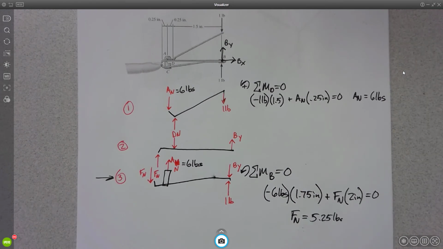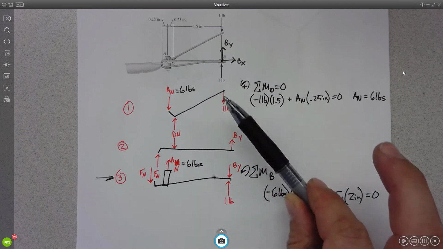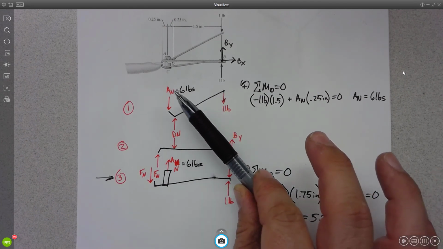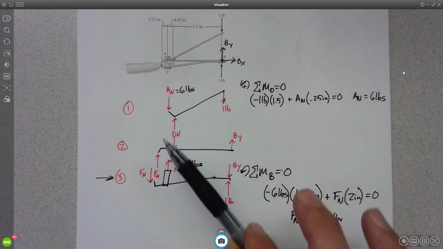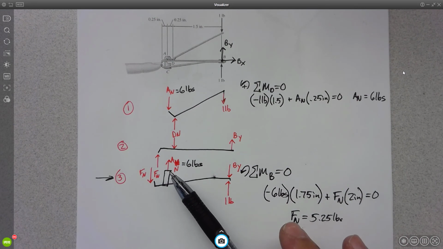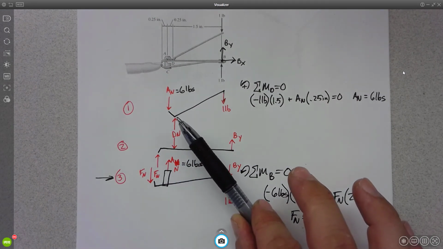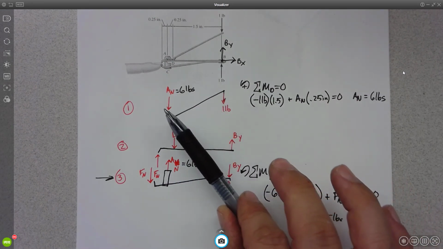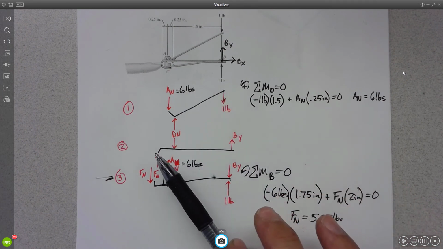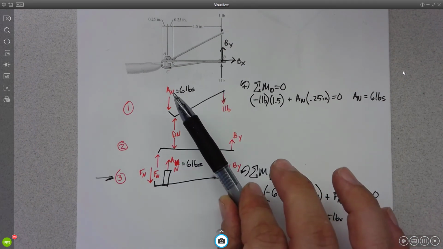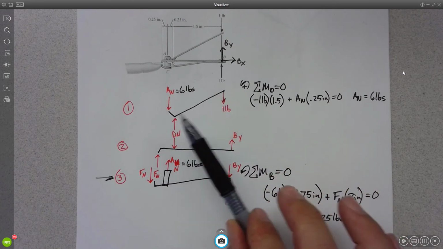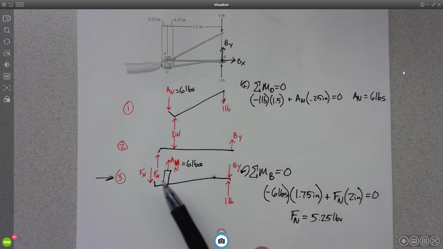Frames and machines. The key is breaking it into the right pieces, making sure that you draw in your free body diagram, if you put a force on one member going in one direction, on the next member where it interacts, it goes in the opposite direction. So D normal here I have going up on member 1. That means it's going down on member 2. It's equal and opposite. A normal on member 1 is going down, so that means it's going up on member 3.